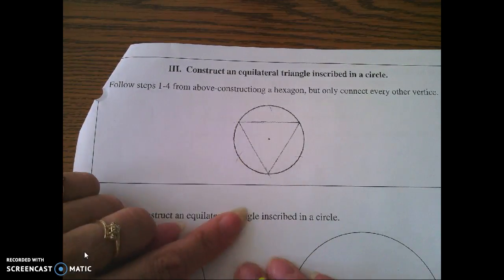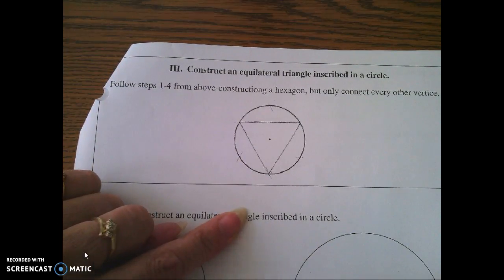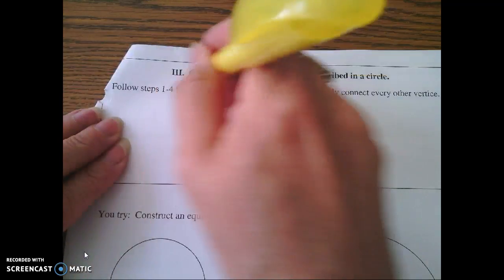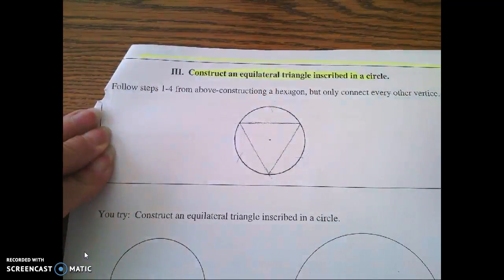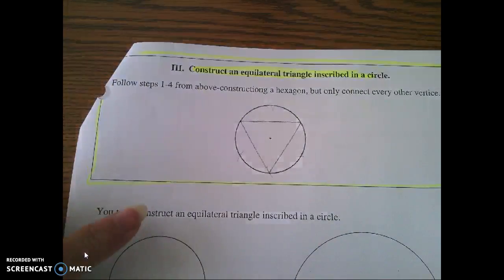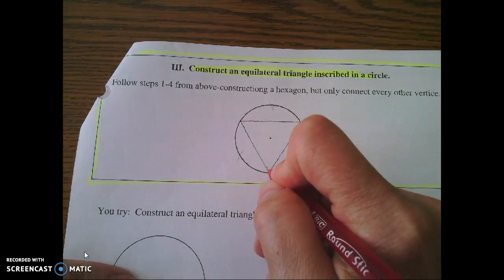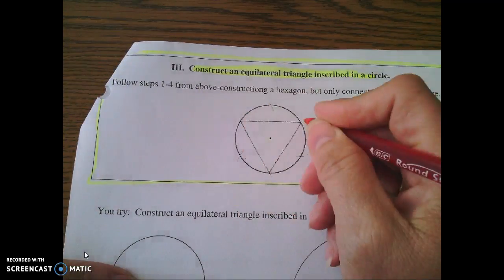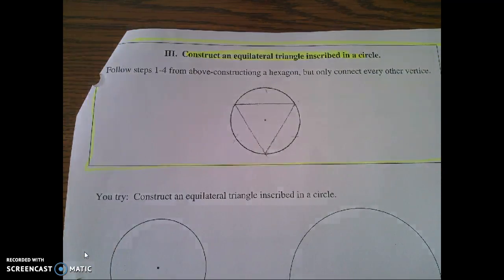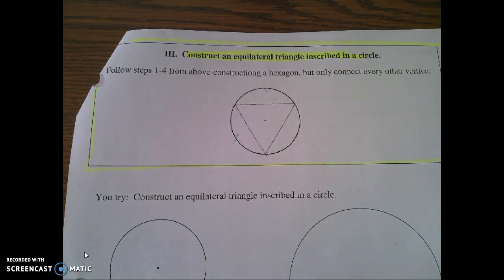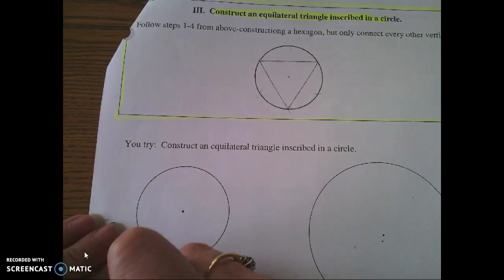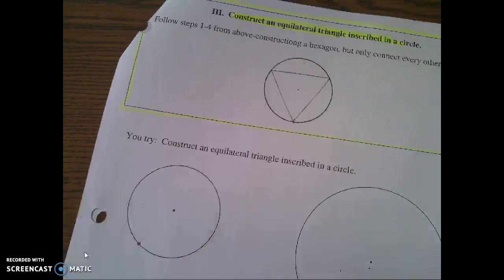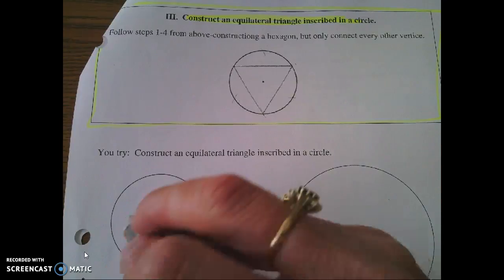So make sure you know how to construct a hexagon, because an equilateral triangle is the same thing. Follow the same steps from above, but now you're going to connect every other vertex, and that's how you're going to make an equilateral triangle. You're still going to have your 6 arc marks, 1, 2, 3, 4, 5, 6, and you're going to connect every other one. Doesn't matter which, just every other one. All right, so we're going to try it 2 more times. Let's see if I can be more accurate.